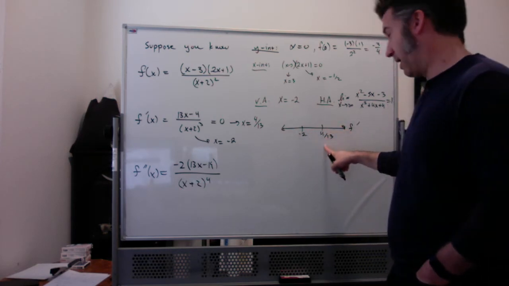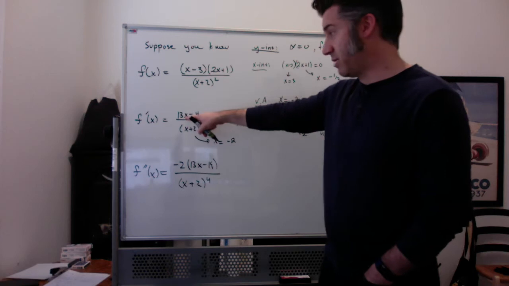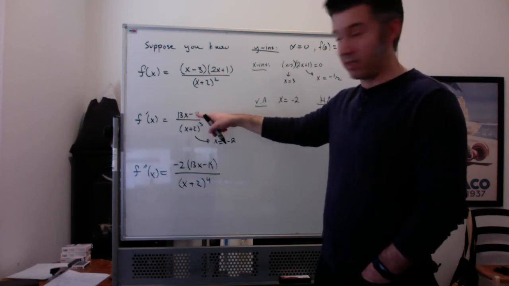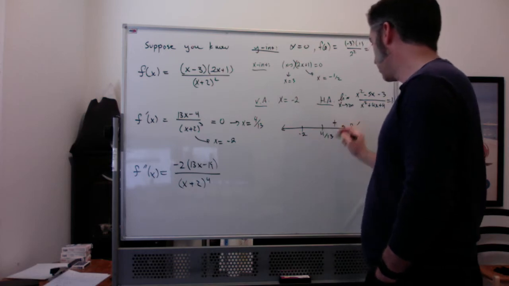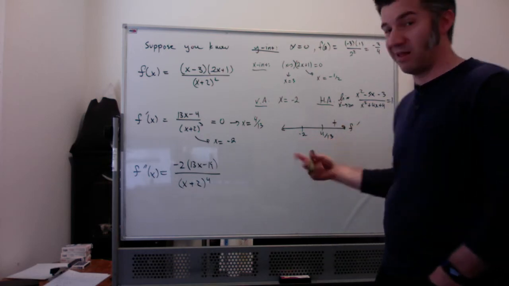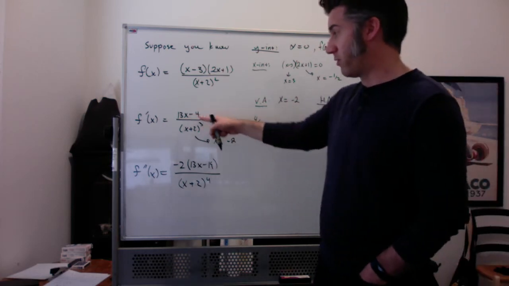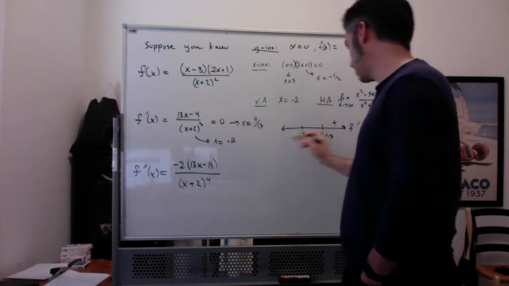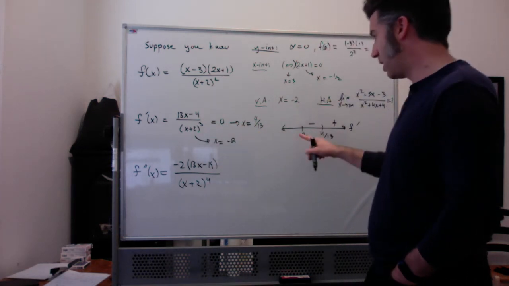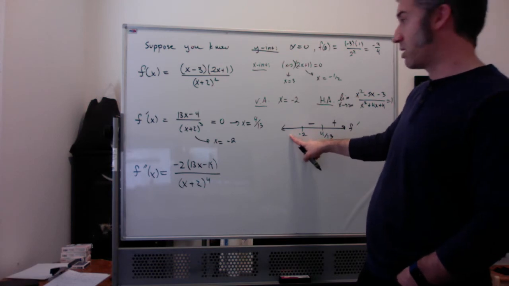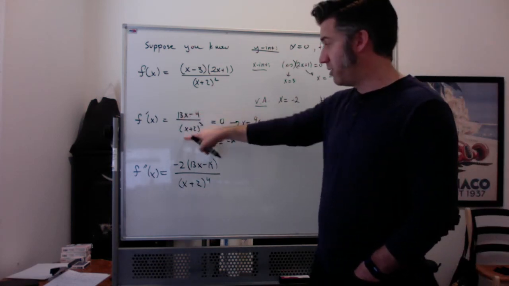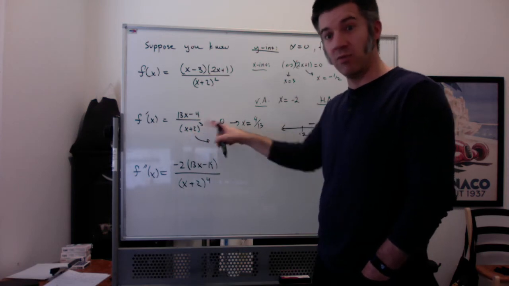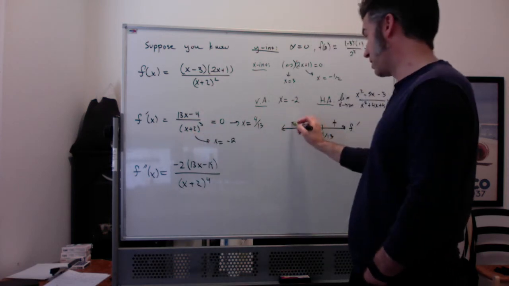Pick something bigger than that, like 10. 13 times 10 is big, minus 4 is still positive. The denominator, 10 plus 2 cubed, is positive. Pick something between negative 2 and 4/13, like 0. 0 minus 4 is negative, 0 plus 2 cubed is positive, so the whole thing's negative. Then pick something less than negative 2, like negative 3. 13 times negative 3 is really negative, minus 4 is still negative. Negative 3 plus 2 is negative, and a negative number cubed is still negative. So negative over negative is positive.